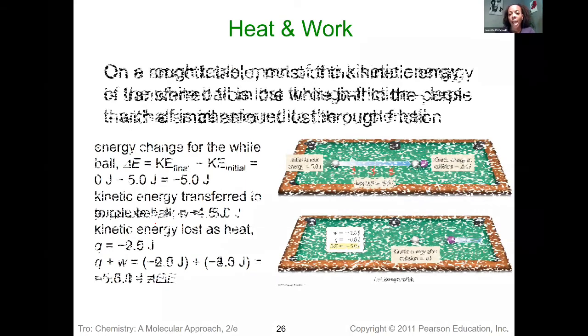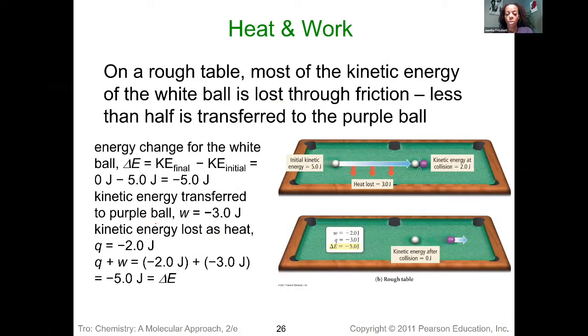But now if we had a slightly rougher table, that means there's going to be more friction. As there's more friction, more heat will be generated and lost by the white ball, the cue ball. And so in this case, it's losing 3.0 joules, so it's negative 3.0 for the heat.